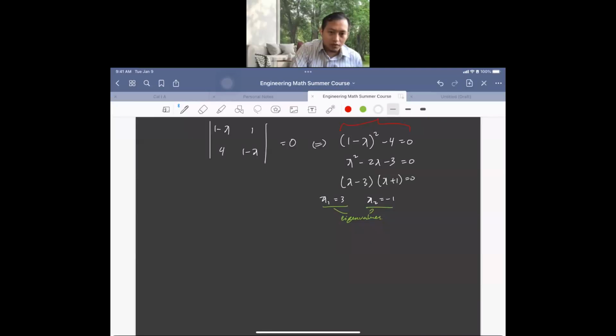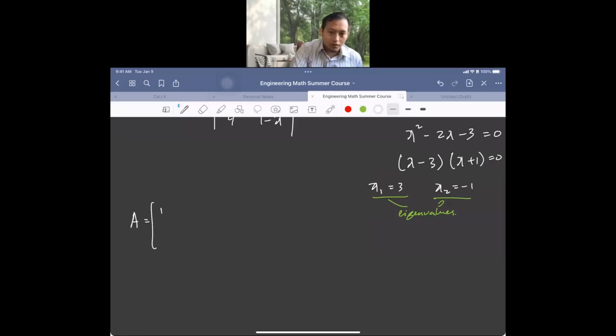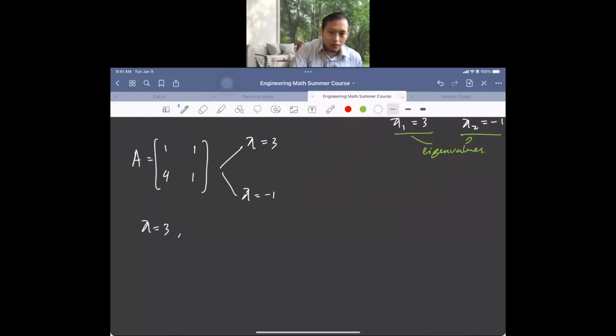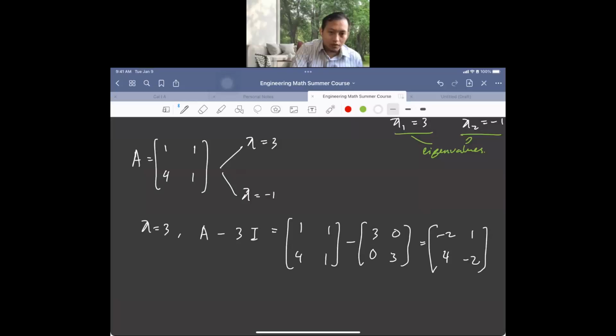Now we simply set A. Let me write again. A is 1, 1, 4, 1. And we have eigenvalues equal 3, eigenvalues equal negative 1. Right? Now for eigenvalue equal 3, we are going to have A minus 3 identity. So 1, 4, 1, 1 minus 3, 3, 0, 0. This will be negative 2, 4, 1, negative 2.